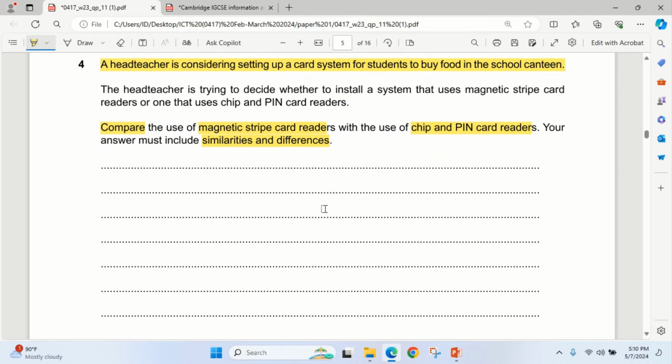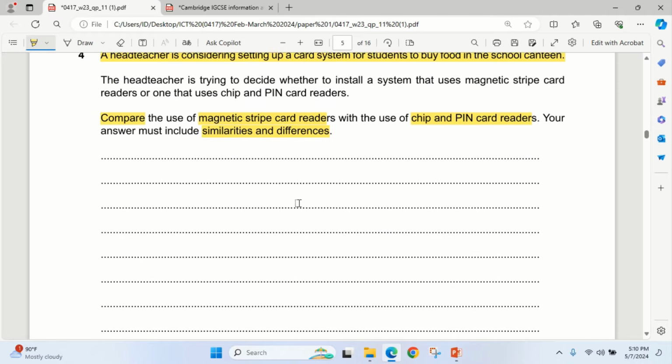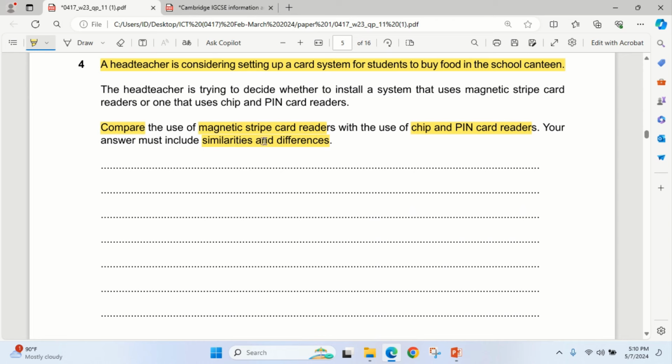So you need to organize your point. Since it's a 6 mark question and the question is asking for similarities and differences, you could make it 3 similarities and 3 differences, or you make it 4 similarities, 2 differences, or 2 similarities, 4 differences. Whichever one you know more, you write it more. So that is how to do it, but both sides must be covered, both similarities and differences. So let me start with the similarities.